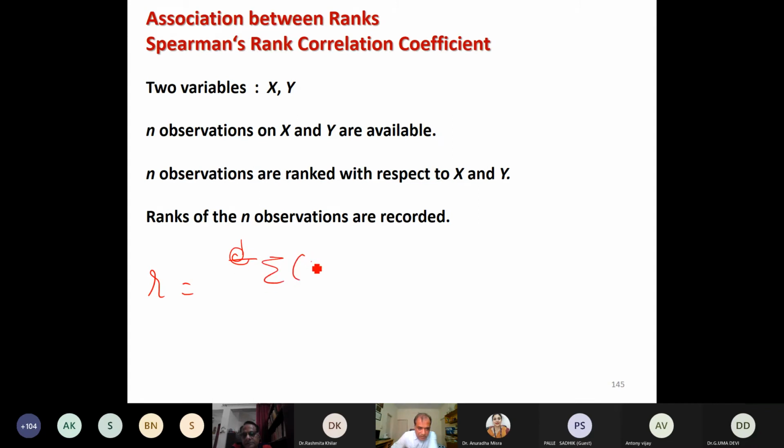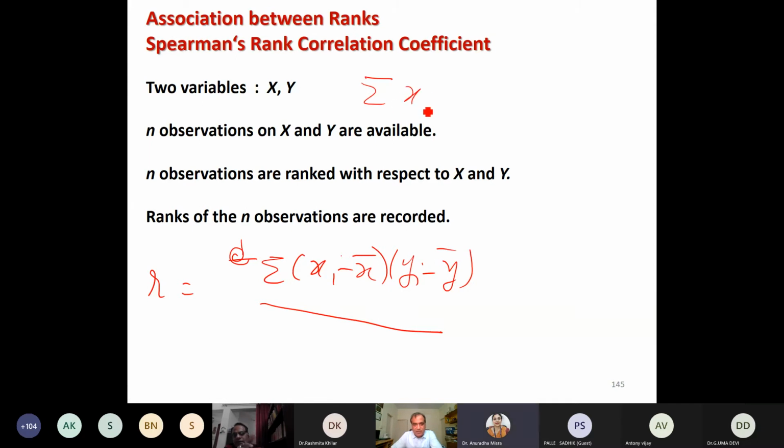Actually, if you try to see, your mathematical expression is like this: summation of xi minus x bar into yi minus y bar. There is no change. That is not going to occur. It's something like summation xi yi is the same as summation yi xi. So that is why this is happening here.